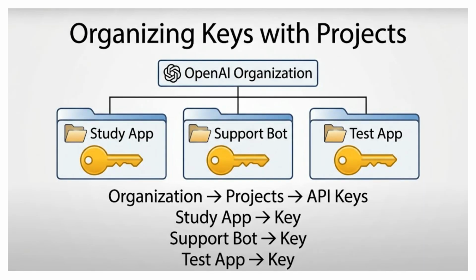OpenAI allows us to organize our API work using projects. Inside an OpenAI organization, we can create different projects for different applications. For example, we might have a study app, a support bot, and a test app. Each project can have its own API key. This helps us keep credentials, access, and API usage organized separately for each application. So the basic structure is organization, projects, and API keys. Using separate projects and keys makes our applications easier to manage, monitor, and secure.